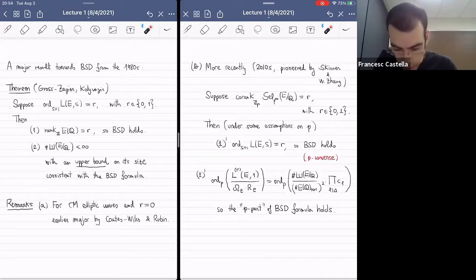Yes, P can be 2, but I think for these types of results, when P is 2, certainly there are some cases known in the CM case. In the non-CM case, I think that's also more mysterious. But there are some definite results allowing P equal to 2 in the CM case. Okay, any more questions?